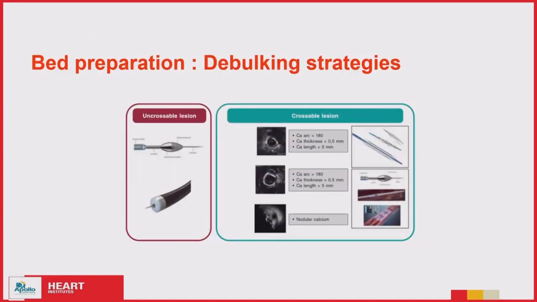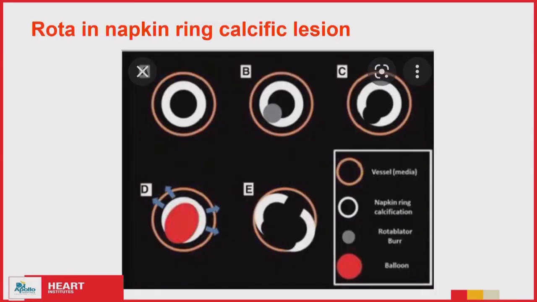Now, debulking strategies have already been discussed by our previous speakers, and many times you do think that if there is a concentric calcium, what is the need of a rota? Now, we have to know that rota actually just debulks to some extent, does a plaque modification. For example, what you see over here, a plaque modification has been done, and this helps expansion of the artery, obstruction of the calcium, and you can easily see that your stent gets expanded.